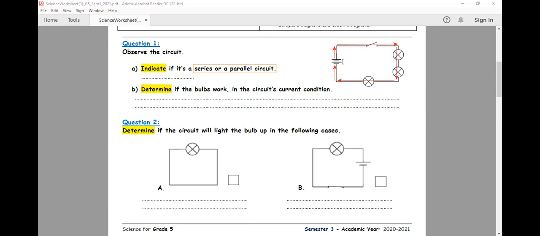One path. So is it a series circuit or a parallel circuit? A series circuit. It is a series circuit. Great. Series circuit.